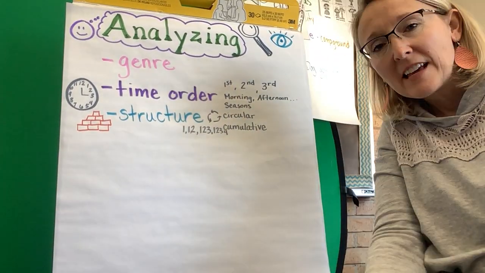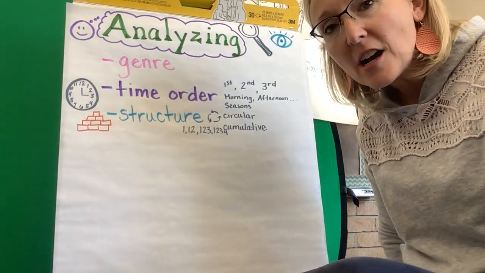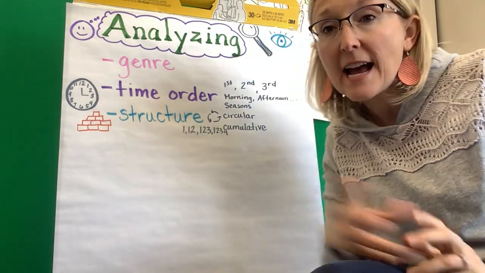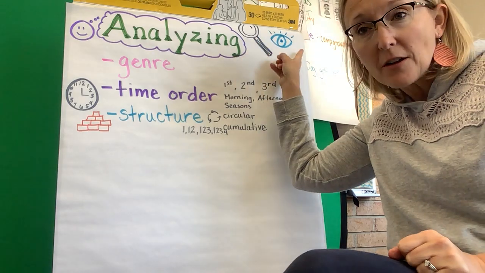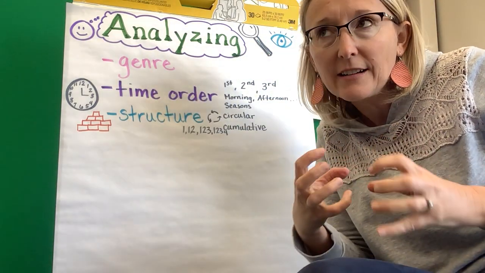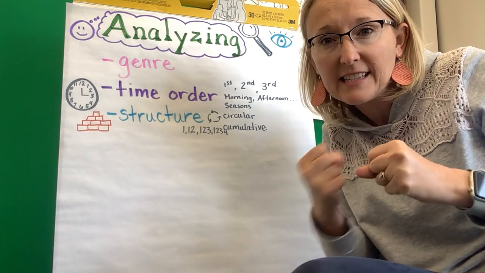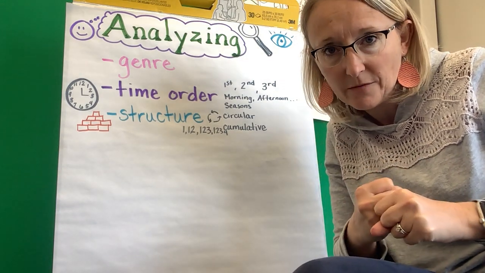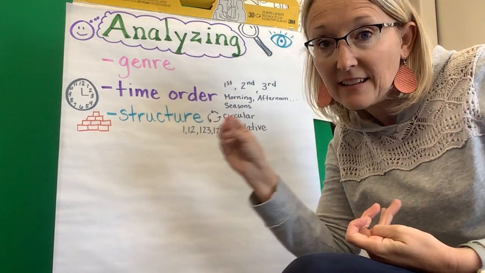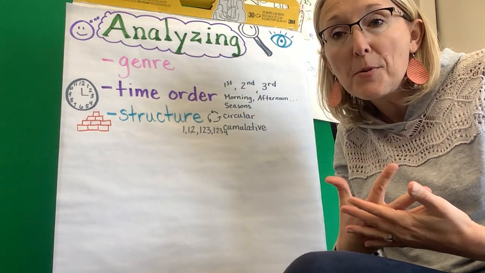Hi, boys and girls. In reading, we are still talking about how to analyze text, which means how to look closer and think about the story. Not even just the story of the book, right? Because this could be fiction or nonfiction. Okay, so far we have talked about one way to analyze is to talk about a book's genre.